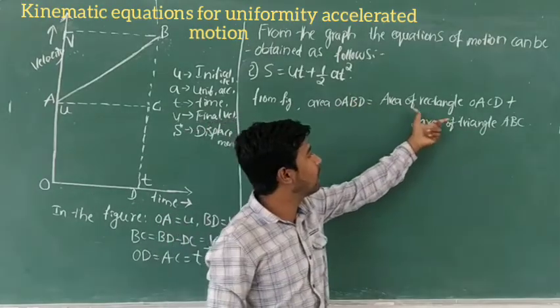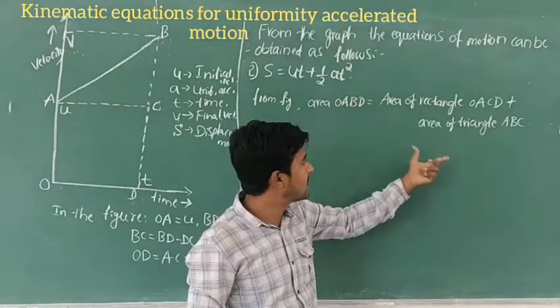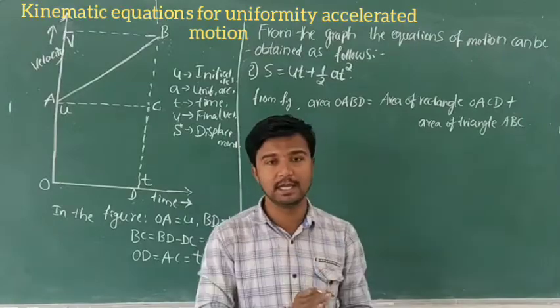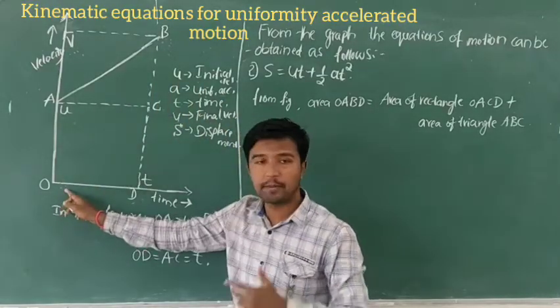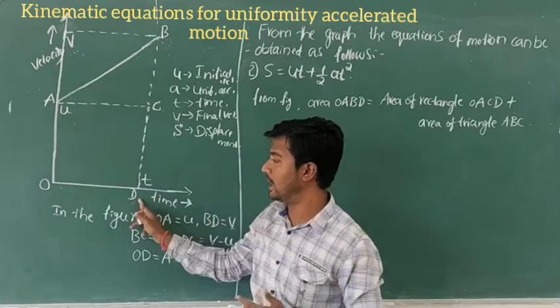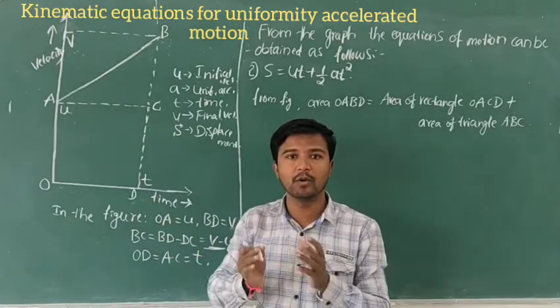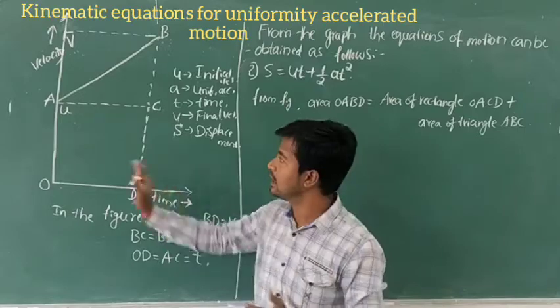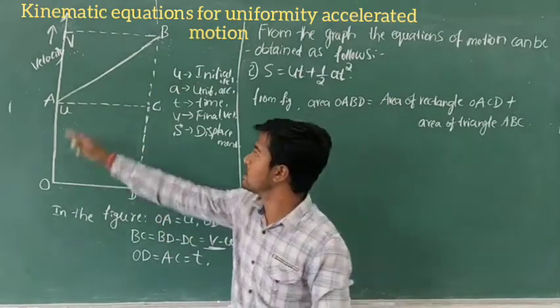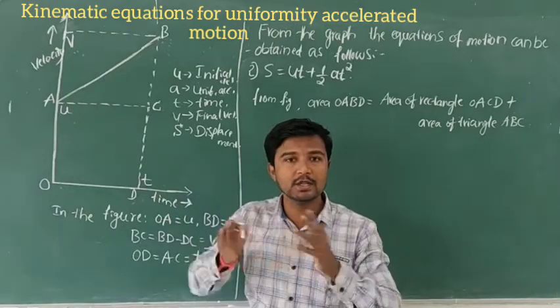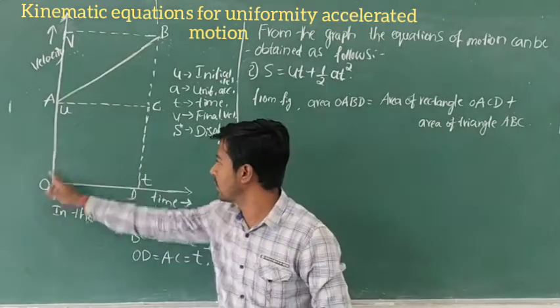That is the area of rectangle OACD plus the area of triangle ABC. See the figure: the trapezium OABD. We have to find the area. This area will be divided into two parts. In this total OABD, these two diagrams are given. One is nothing but what?